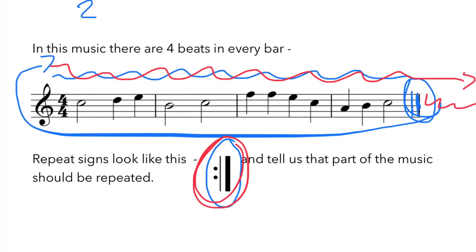So to recap, bars are the way that we can split music into smaller chunks to make it easier to read, and the bar lines are just the way that we split them up, almost like the way spaces come between words. And repeat signs do exactly that, they tell us to repeat a certain section of music.